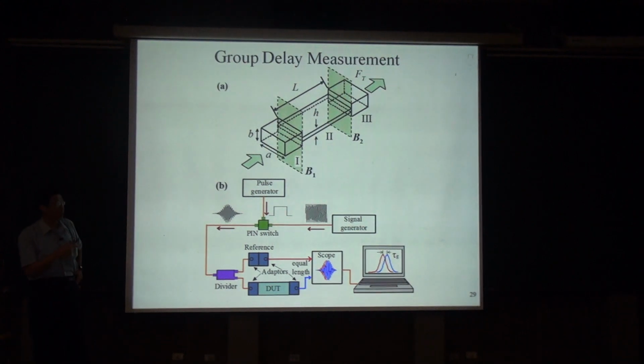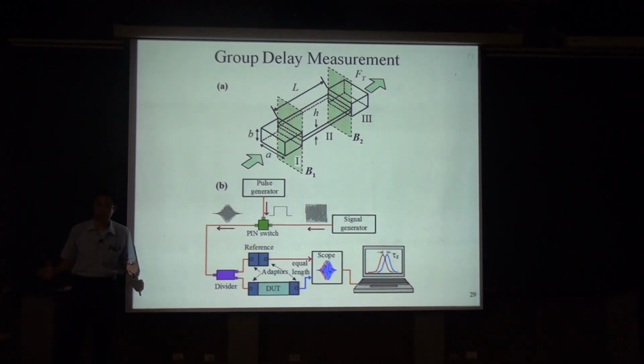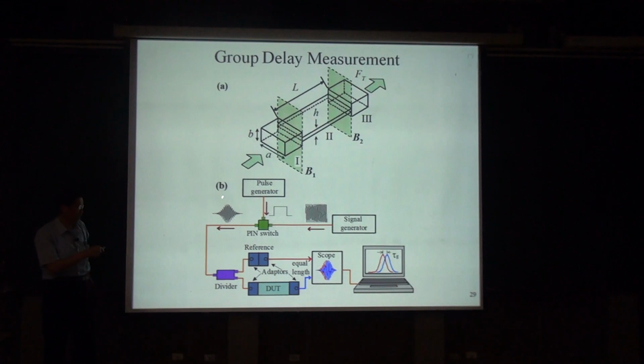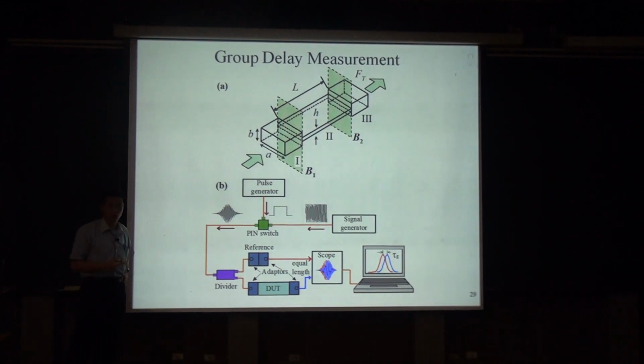But here, this is a time domain problem. We have to generate a wave packet. How to generate a wave packet? Here we use these techniques. Signal generator gives us a sinusoidal wave, a beautiful sine wave. And then we use a pulse generator together with a pin switch. Pulse generator gives us this one, and pin switch, on and off. This gives us, we can construct a wave packet like this one.